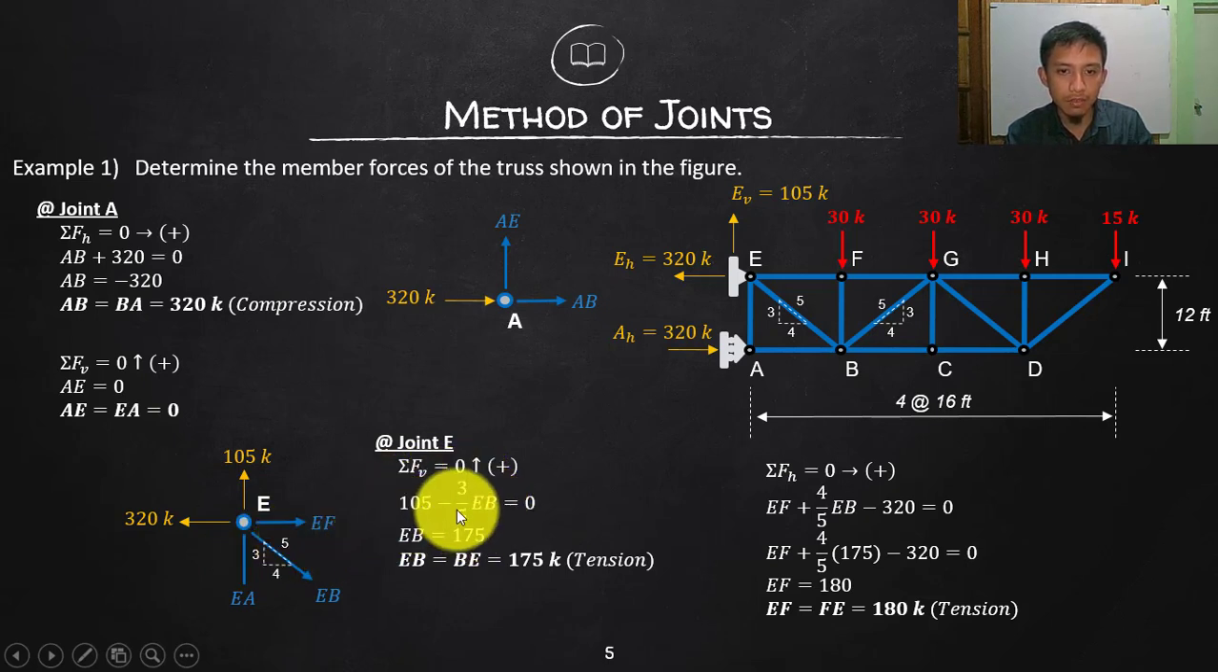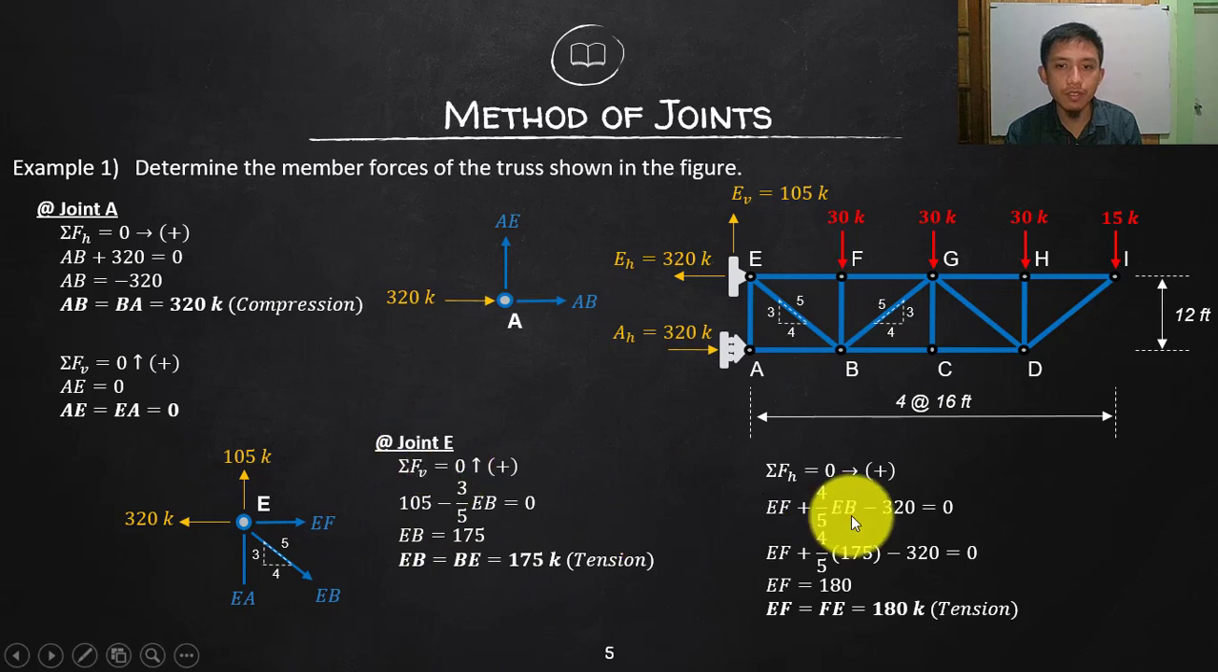Now, calculating this one, this will go positive, divide both sides by 3/5. You will have your force EB to be 175. Positive, so it means our assumed direction of EB is correct, which is 175, tension. So EB is the same as BE. So that is our member force here. That means that is under tension.